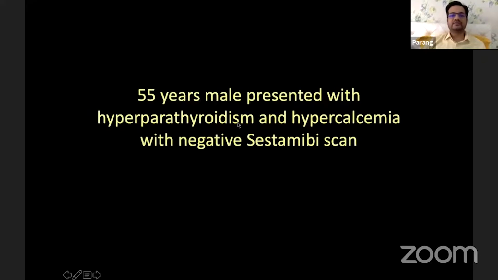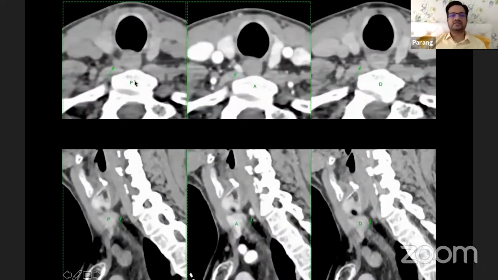One more example, a 55-year-old male, this time with proven hyperparathyroidism and a negative Sestamibi scan. The scan was negative, and that's why the patient came for 4D CT to us. And again, this time also you can see the nodule is so very well seen posterior to the right lobe of the thyroid gland. It is clearly hypodense compared to the normal thyroid gland, showing arterial hyperenhancement.